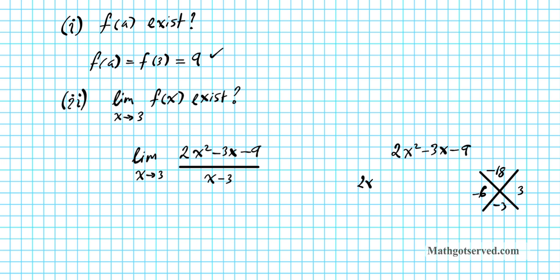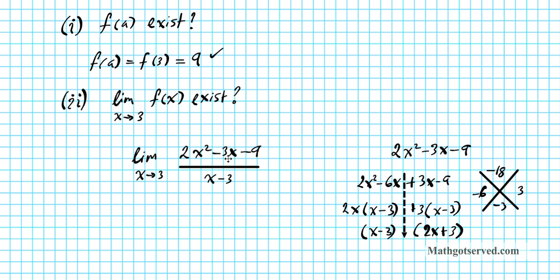We have 2x squared minus 6x plus 3x minus 9. And then we break it down and factor by grouping. From the first two, I'll take out 2x, and I'm left with x minus 3. And then from the last two, I'll take out 3, and you're left with x minus 3. So the factored form is (x minus 3) times (2x plus 3).